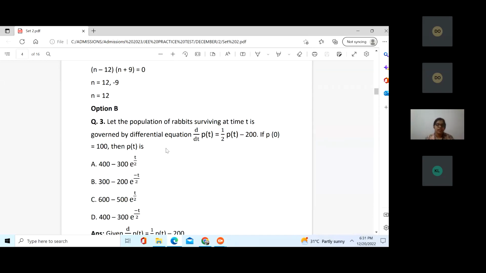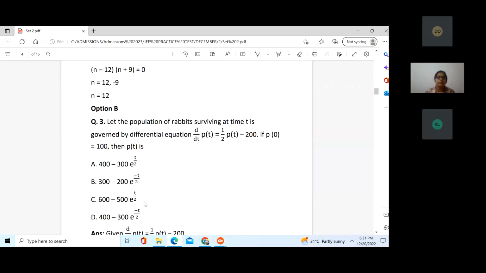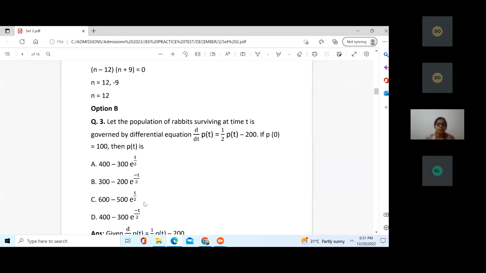Option A is 400 minus 300 into e raised to t by 2. Option B is 300 minus 200 e raised to minus t by 2. Option C is 600 minus 500 e raised to t by 2. Option D is 400 minus 300 e raised to minus t by 2. In this question, you could see options A and D are somewhat similar. It's just in the sign of minus t by 2 or t by 2. There is a small difference.